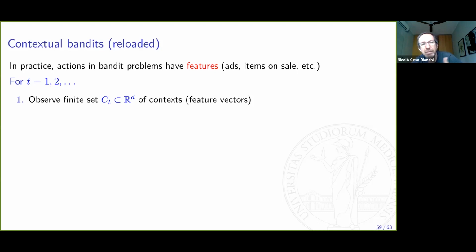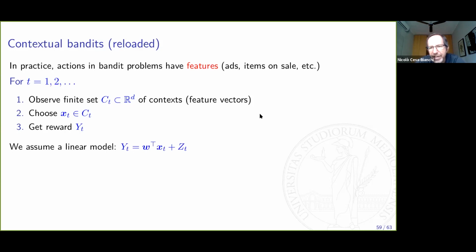So the idea here is an online protocol in which, at every time step, you observe a finite set of contexts, which are your feature vectors. So you have a bunch of ads, and you can display one of them. So you choose one ad to display based on the features, and you get some reward. Okay, for contextual bandits, we're talking about rewards, just for a change, instead of losses.